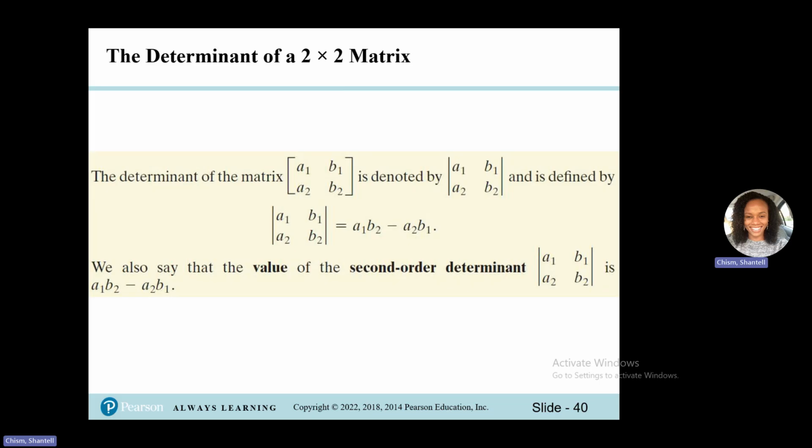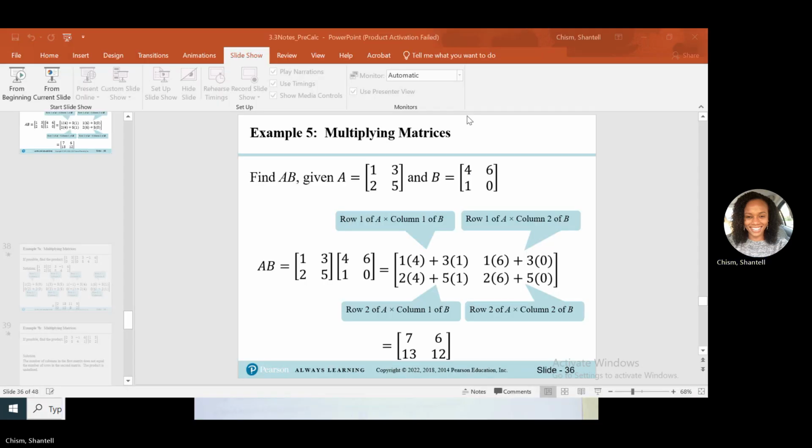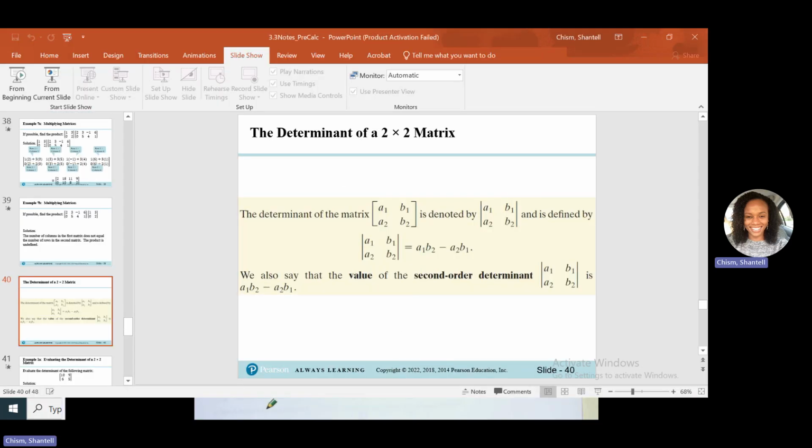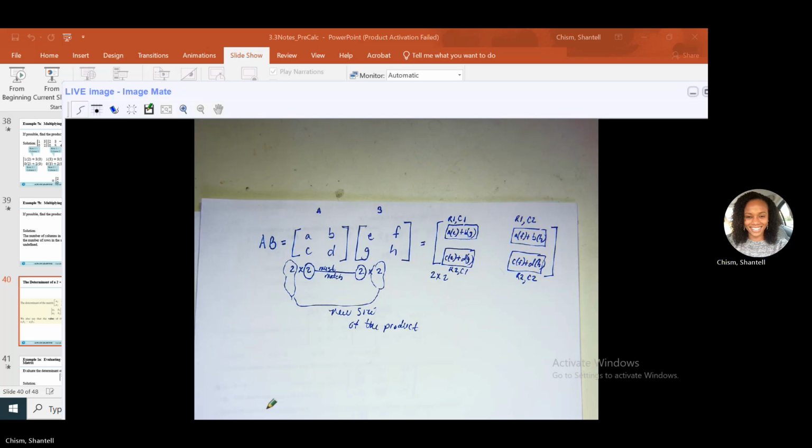So before we look at determinant, let's take a look at some examples here where we're multiplying. Let me show you number 12, actually, before I move on to matrix operations.